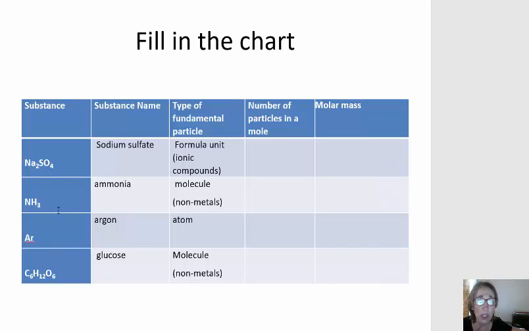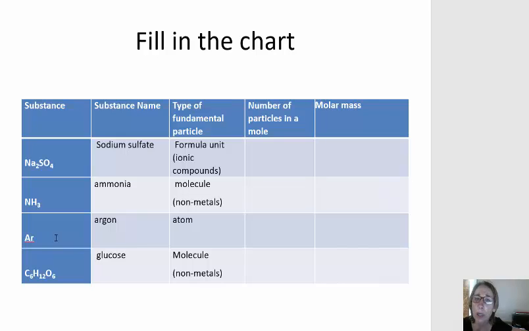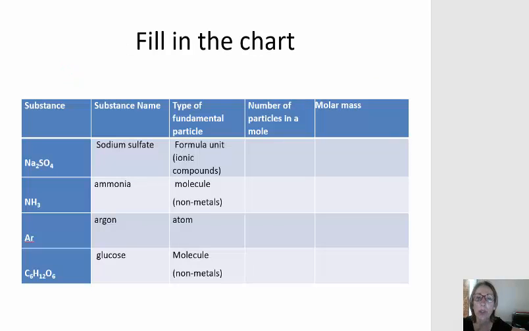The next substance, NH3, has a name of ammonia, and it is also a compound, and it is molecular because it's made of 2 or more nonmetals, and nitrogen and hydrogen are both nonmetals. Argon only has 1 capital letter and no subscript here, so that is an atom. And our last substance here is our old friend glucose, and this is a compound. It has 2 or more elements, and it exists as molecules as the smallest particle because the elements that make up glucose, carbon, hydrogen, and oxygen, are nonmetals.